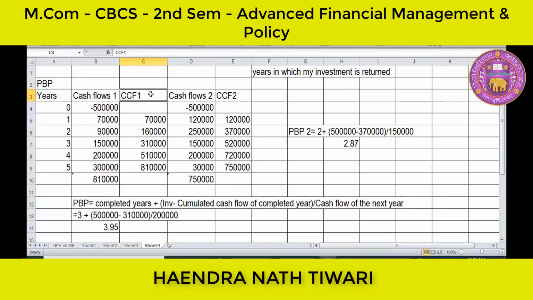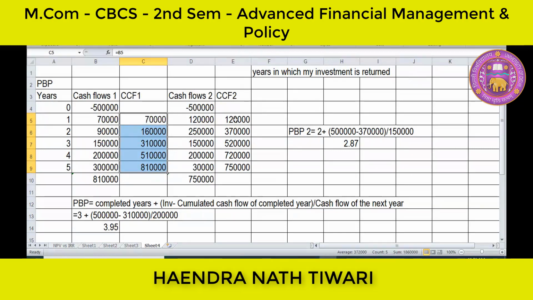When you calculate cumulative cash flows, it is 70 and 90 is 160, 160 and 150 is 310, 310 and 2 lakh is 510, 510 and 3 lakh is 810. So these are the cash flows that are occurring over there throughout its useful life.